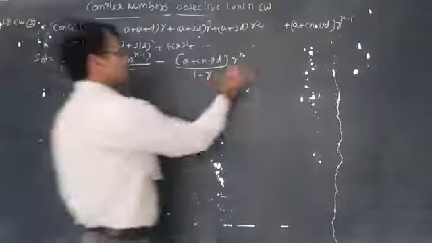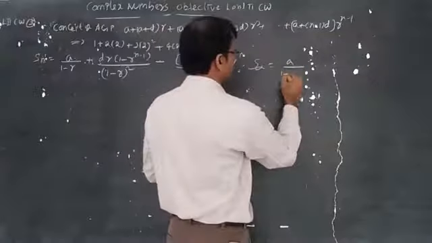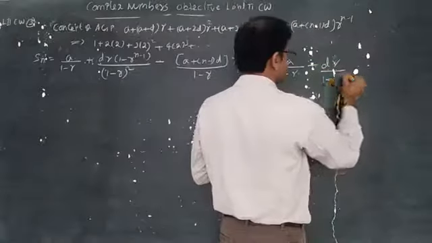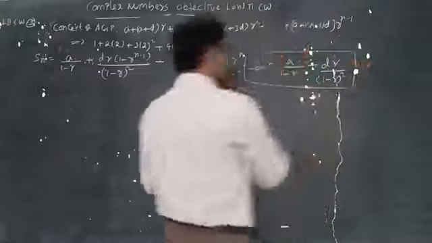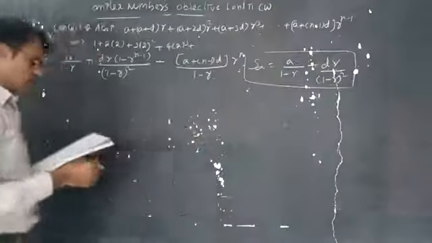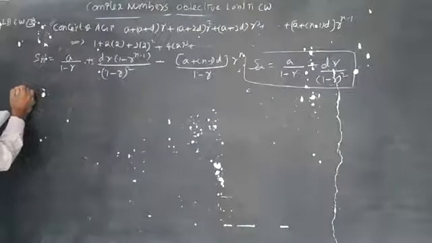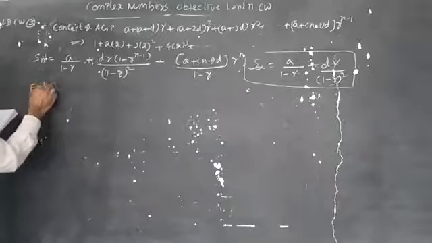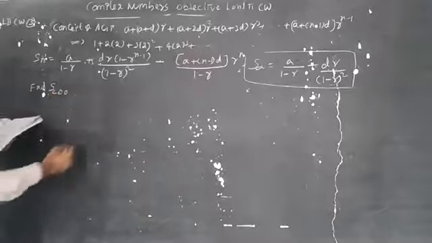In this, S infinity is also there. S infinity is a by 1 minus r plus dr by 1 minus r whole square. Now let us discuss the third sum. Find the sum of the series of 200 terms. It is asking S200, not S infinity.